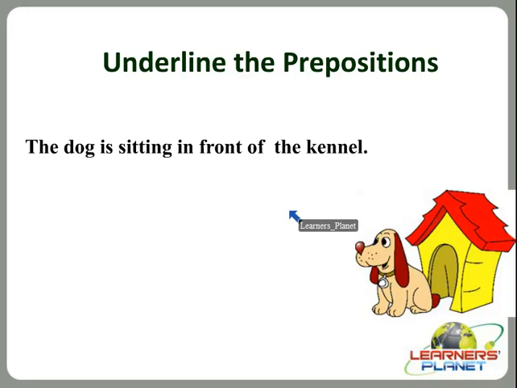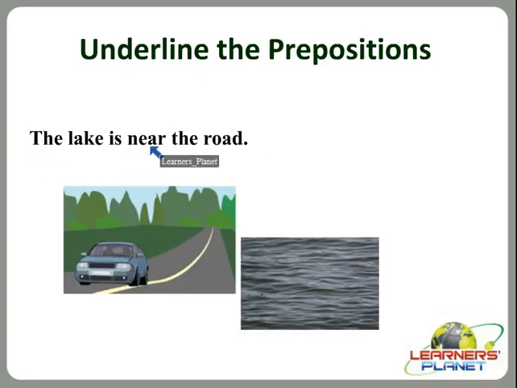Think about it, students. It is very easy. We have covered it in the last slide. Yes, the dog is sitting in front of. So the preposition is in front of the kennel. Next, the lake is near the road. This is the road and this is the lake. What is the preposition? The lake is near the road. The correct preposition is near.